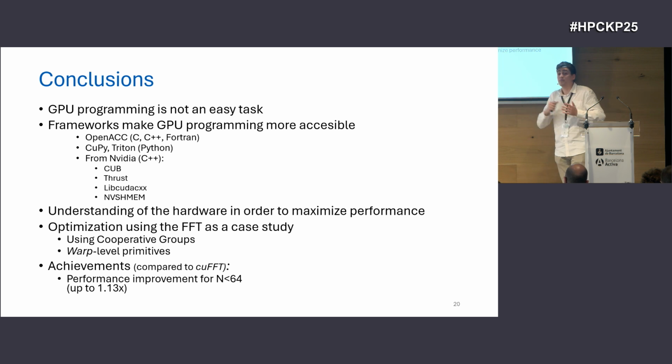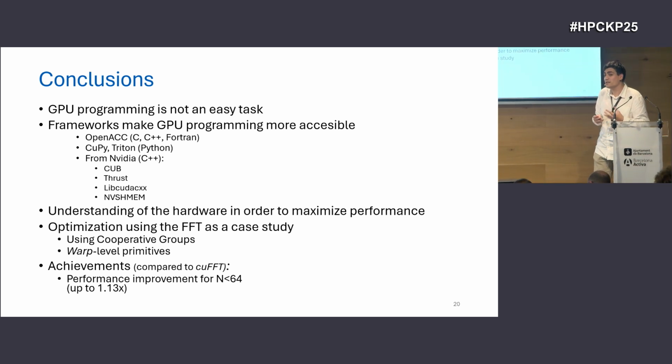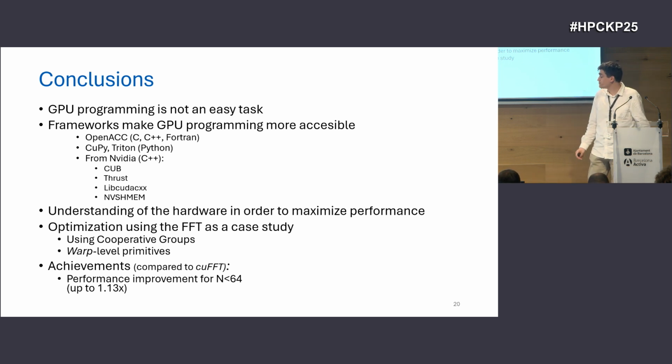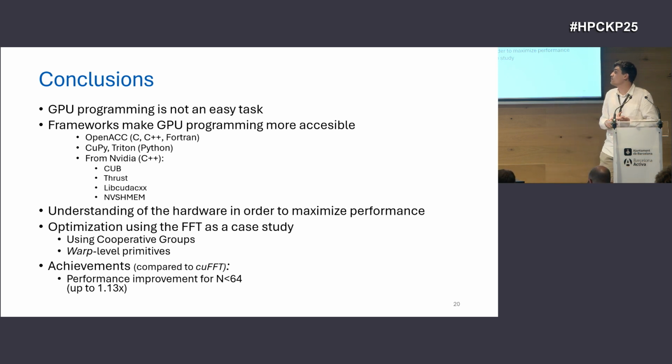And finally, there's also NVSHMEM, which helps you communicate between different GPUs using an MPI-like interface. In conclusion, what I wanted to say with this is that understanding the hardware, how it works inside, is important in order to maximize performance and get the most out of our GPUs. We saw optimization using the FFT as a case study, first using cooperative groups, and then trying to optimize it using warp-level primitives. And we achieved up to 13% speedup for sizes less than 64.